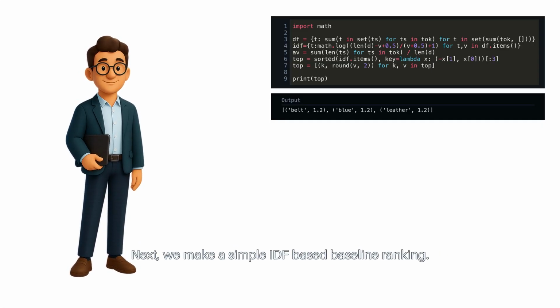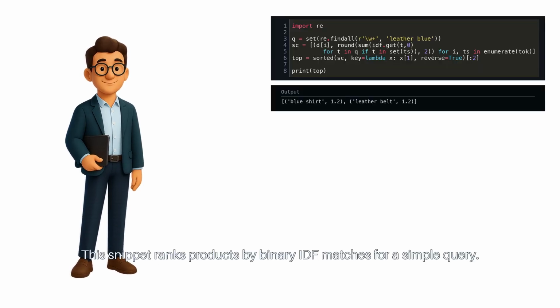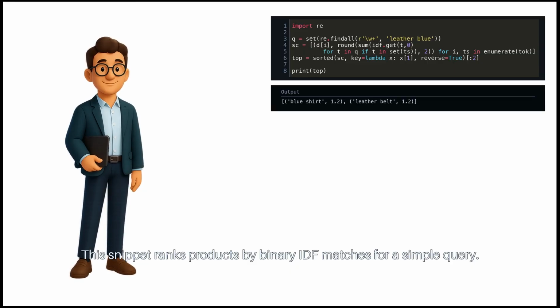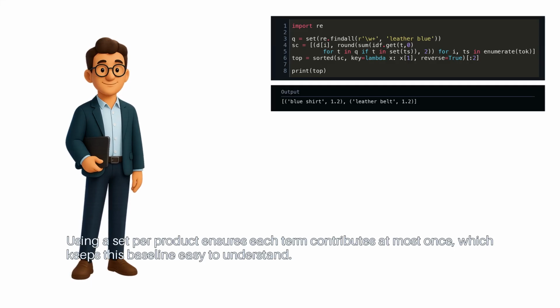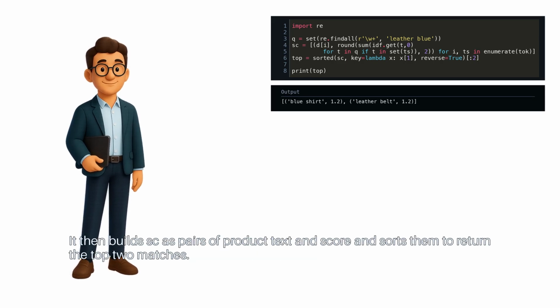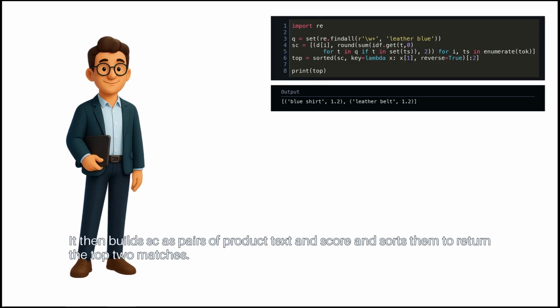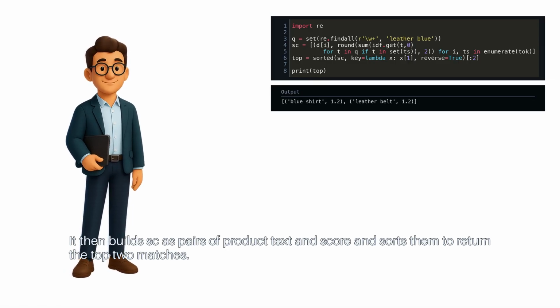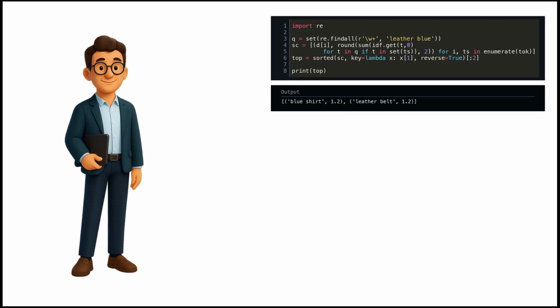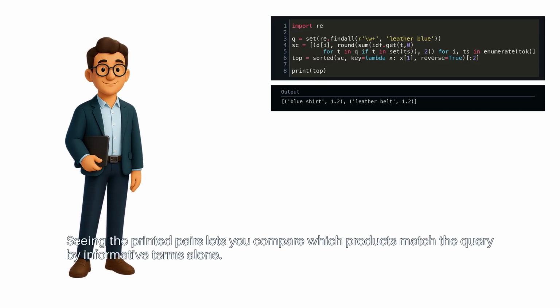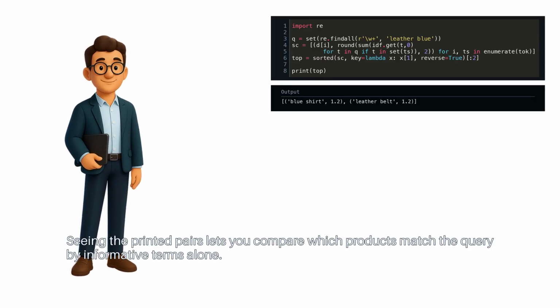Next, we make a simple IDF-based baseline ranking. This snippet ranks products by binary IDF matches for a simple query. The variable Q holds 2 query terms, and the code scores each product by summing IDF values for tokens it contains. Using a set per product ensures each term contributes at most once, which keeps this baseline easy to understand. It then builds SC as pairs of product text and score and sorts them to return the top 2 matches. This gives a fast relevance baseline before full BM25. Seeing the printed pairs lets you compare which products match the query by informative terms alone.